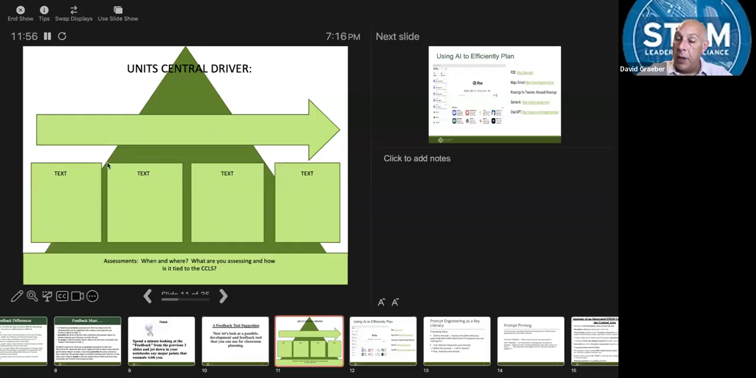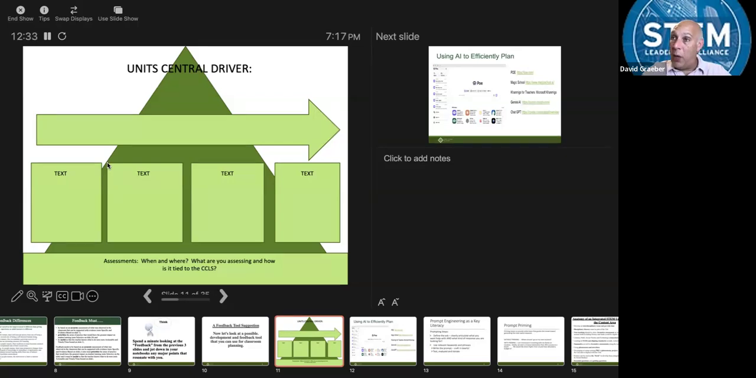What are the texts? Now, text is a tricky word these days. Text can mean anything. Text can mean audio, video, traditional text, articles, excerpts. What is the text that's going to support student engagement with this essential question that's driving our thinking, driving our work? And what are the assessments that we're going to use? When and where are we going to use them? What are we going to assess and how is it tied to the Common Core Learning Standards and the NGSS?